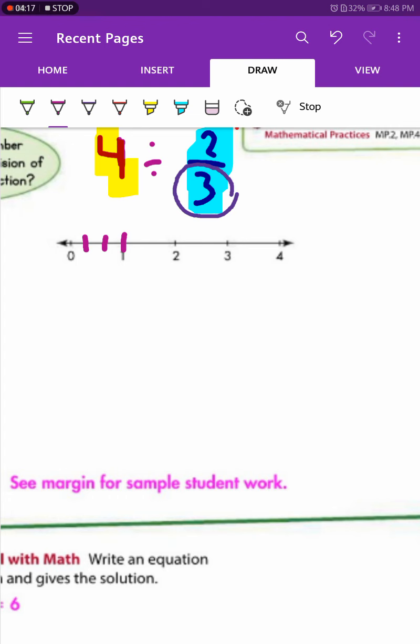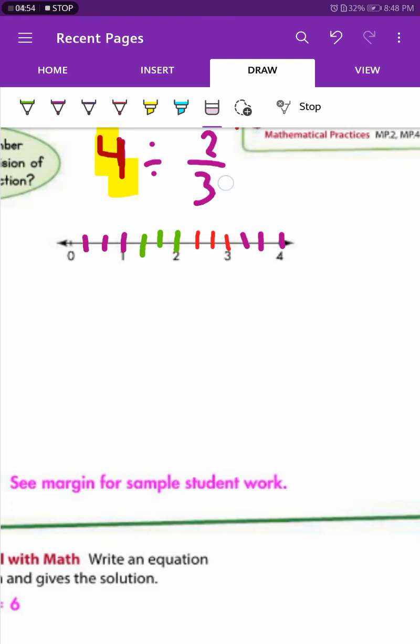Each whole we divide according to the number down. Here also 1, 2, and 3, and here 1, 2, and 3. Why do we divide each whole into 3 parts? Because the denominator, the number down here, is 3. If it is 4, do I divide it into 4? Yes, good.